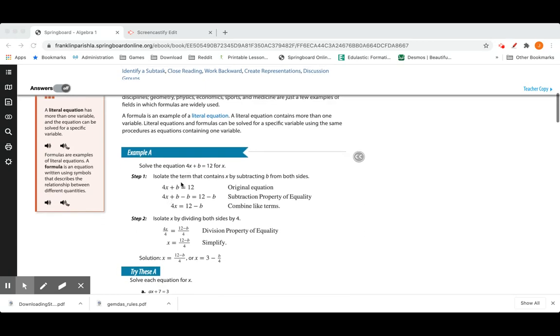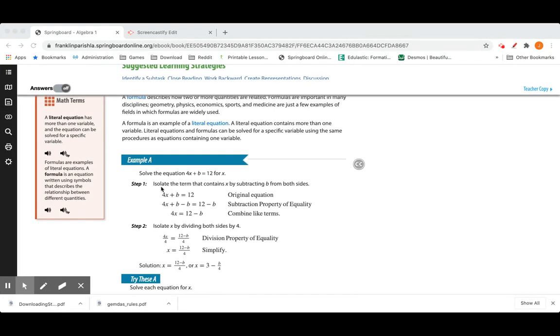Solve the equation 4x plus b equals 12 for x. Okay, let's look at this example. We're just going to treat b like it was a number. We're not going to be able to combine it or anything, but we are going to be able to add, subtract, and move it around.